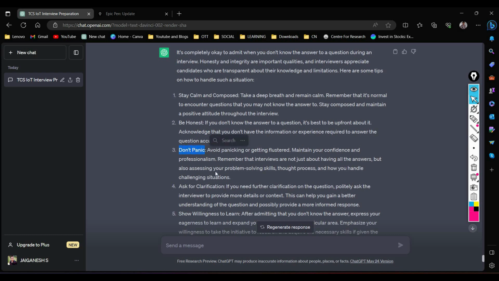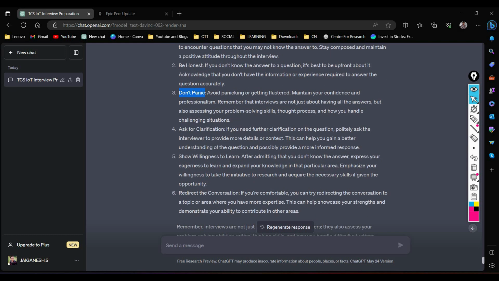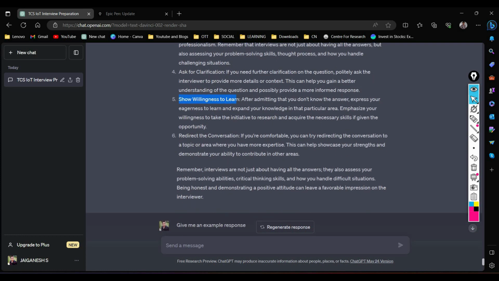You don't need to panic, because it's normal to forget an answer, and it's not possible to recollect all the information we have studied during our interview process. Next, ask for clarification. If the question is not clear to you, you can always ask for clarification, or if there are any inconsistencies in the question, you can ask for data to answer. You can also show your willingness to learn. For the time being, you can admit that you don't know the answer, but that you are curious to learn that particular thing. This highlights your quality of constant learning.